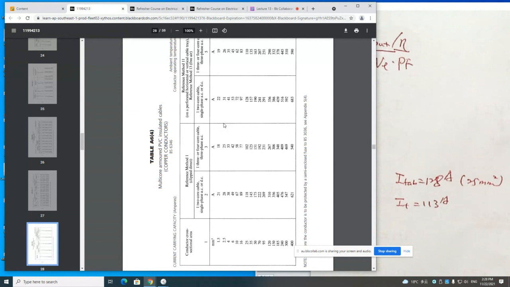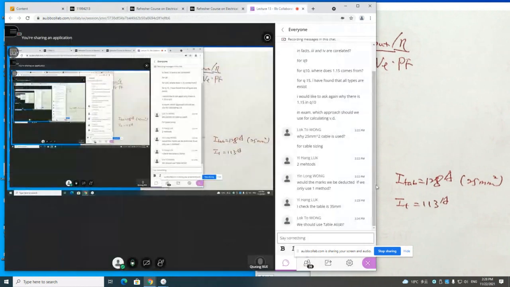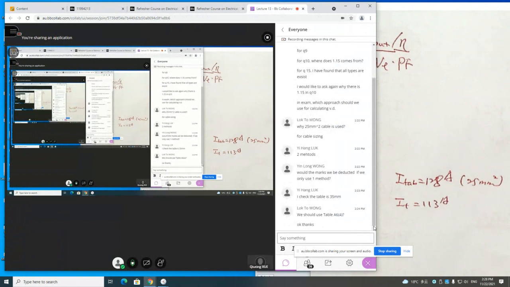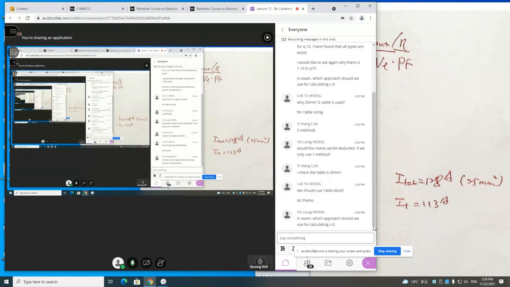If you consider this a three-phase circuit, then you need to use a 35 mm square cable. I think that's the reason why you chose 35. All right. Good. Anything else? If you don't have any questions today, I just stop here. And again, you can talk to me later.